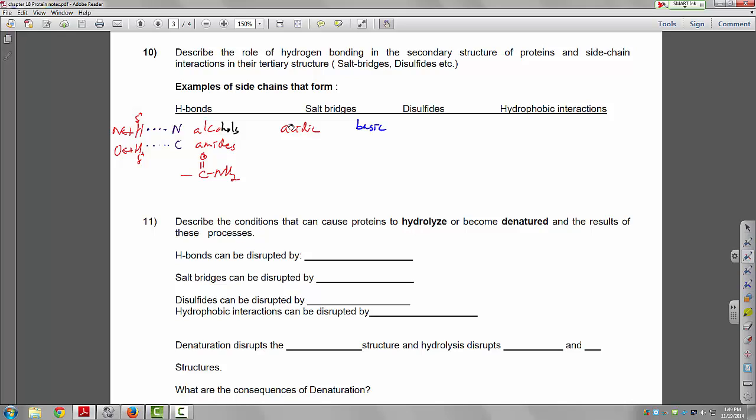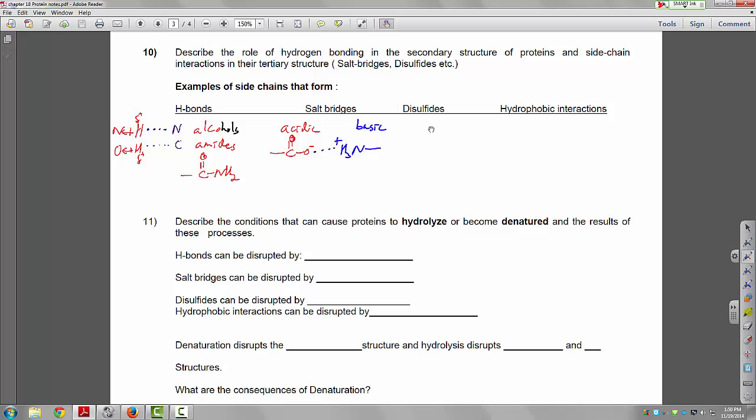So the acidic side chain is the acid. Now it loses that hydrogen here, so it's going to be negatively charged. Where does that hydrogen go? Well, it goes onto the basic side chain. So instead of being NH2, it's going to be NH3 plus, the plus charge. And again, we have this interaction between the positive and negative charge.